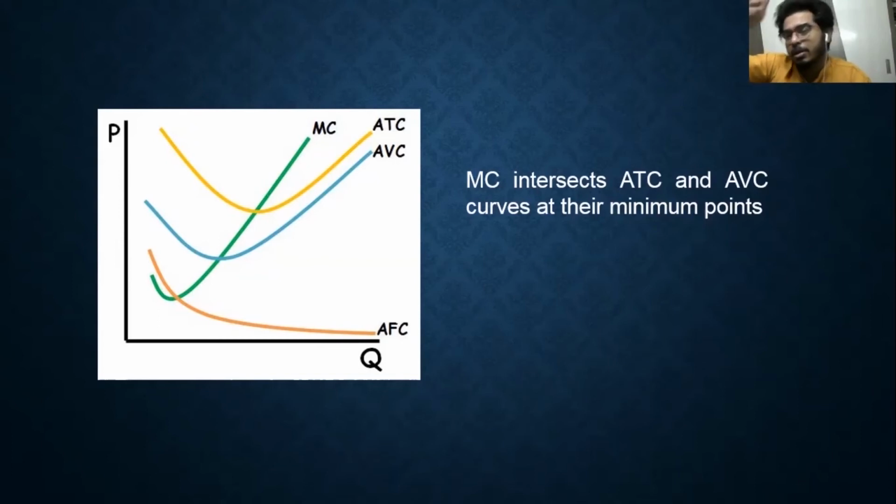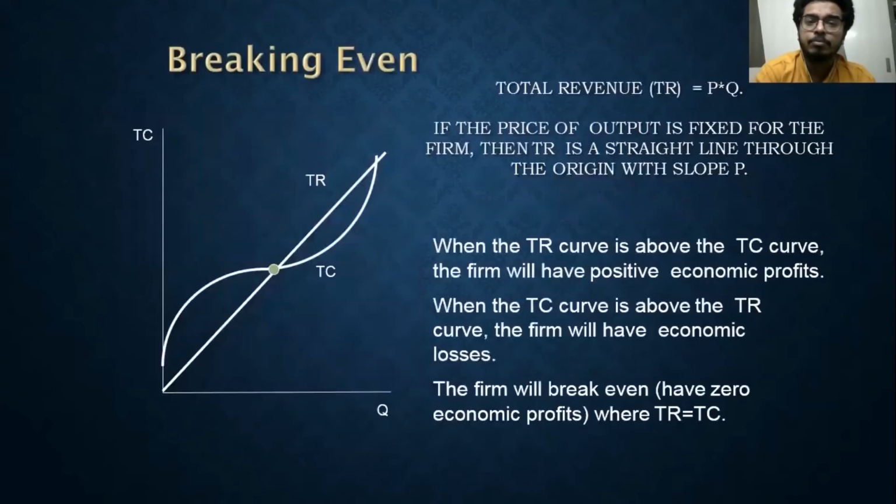It will be like a J-shaped curve because it falls initially, and that's for a very short span of time, and then it starts increasing and passes through the minimum points of both ATC and AVC, right? Here we get the break-even point. The break-even point is nothing but where the total revenue is equal to the total cost.